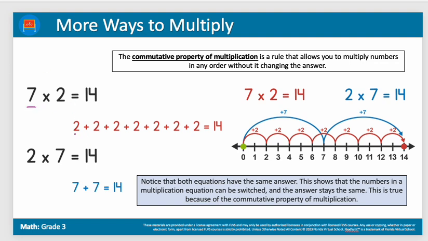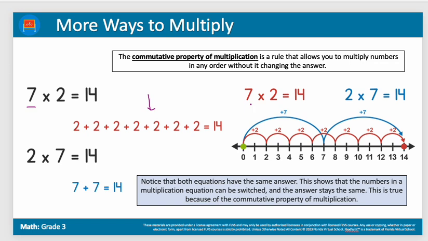So I want you to notice this is like saying 2 plus 2 plus 2 plus 2 plus 2 plus 2 plus 2 equals 14. Okay, so I can do repeated addition. I can do multiplication. I can do skip counting by 2s, 2, 4, 6, 8, 10, 12, 14, just like we did with the number line last week.